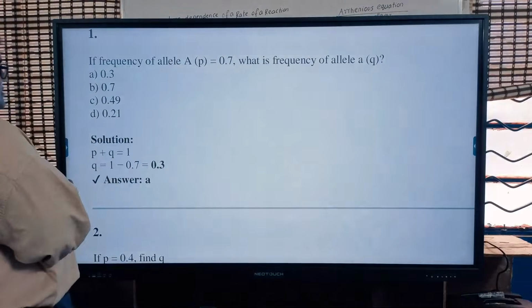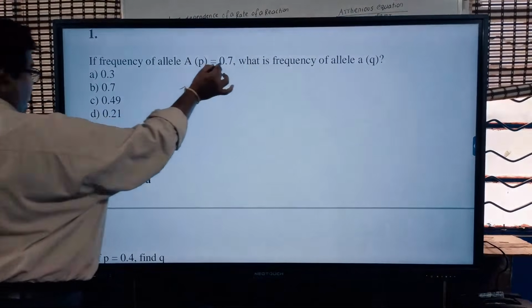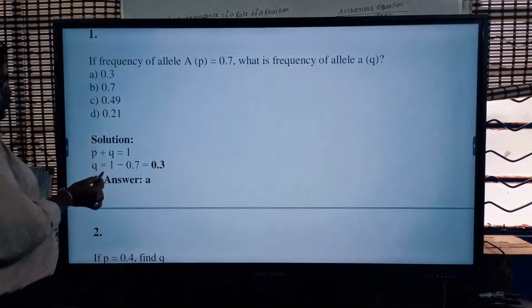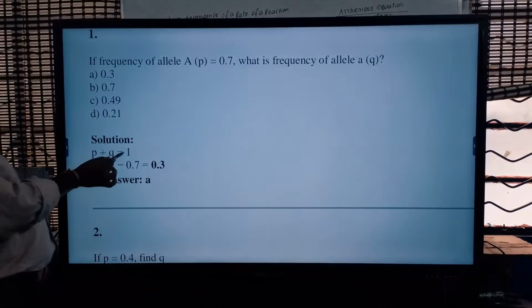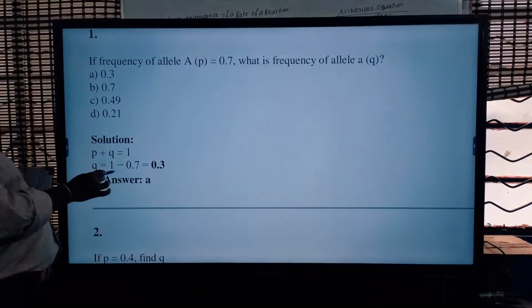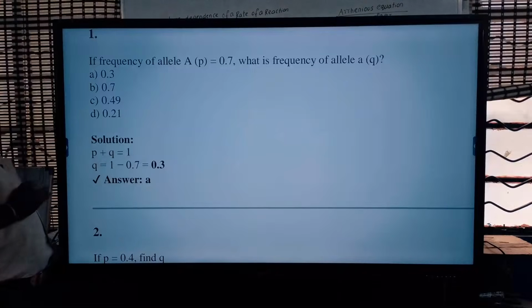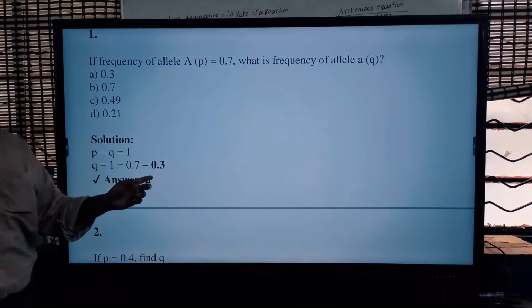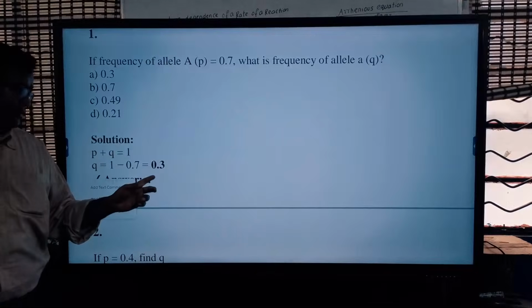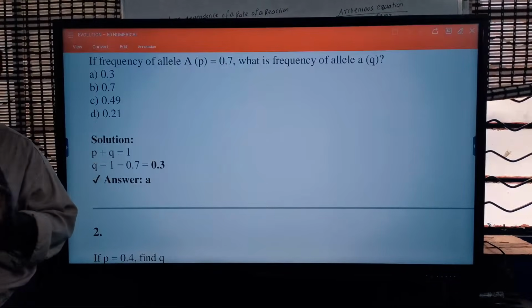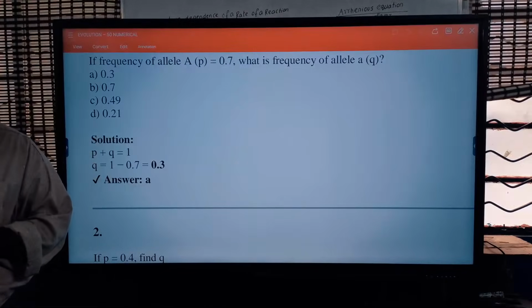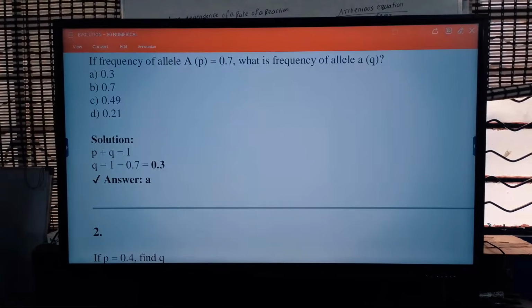Commonly understand: the p value they have given is 0.7. Always we should mention one value. p + q = 1, so q = 1 − 0.7 = 0.3. So the value of q is 0.3. What does q represent? A recessive allele, a single recessive allele, is 0.3. Clear? Any doubt in this question?